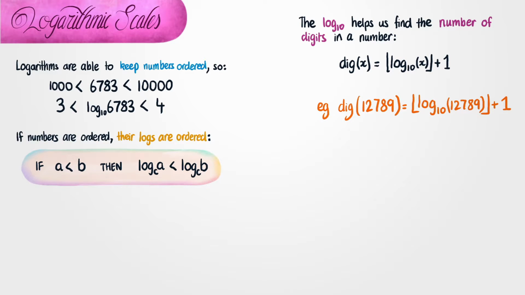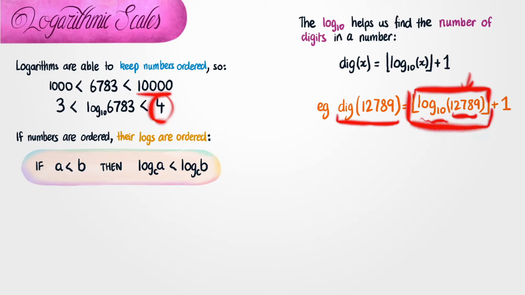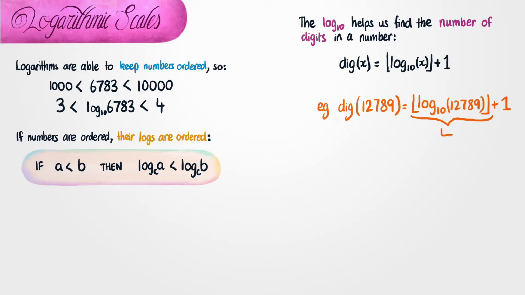So to give an example here, we want to find the number of digits of 12789. If we take the log base 10 of 12789, we can see that it's going to be bigger than 10,000 but smaller than 100,000. We know that the log base 10 of 10,000 is just going to be 4, as we found before. So if we rounded this down, it would just be 4. And now, 4 plus 1 is equal to the number 5. So the number of digits of 12789 is equal to 5. And as you can see, 12789 is a 5-digit number. So this correctly told us the number of digits in our number.